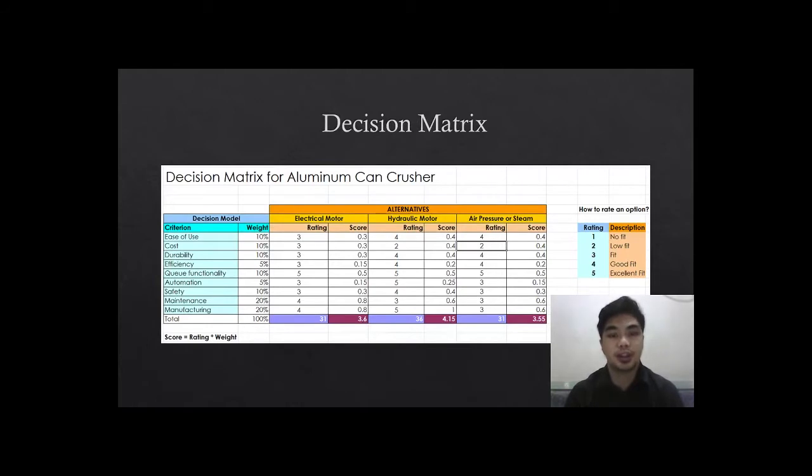For the decision matrix, we categorize the ideas into 9 different criteria. The criteria are ease of use, cost, durability, efficiency, queue functionality, automation, safety, maintenance, and manufacturing. The ratings of the possible options are from 1 to 5, with 5 being the highest. A score of 1 indicates that the item does not fit the system, while a score of 5 indicates that the option is an excellent fit for the system. As you can see in the decision matrix, we went with the hydraulic motor because it scored the highest rating, which means that it is an excellent fit for the system.